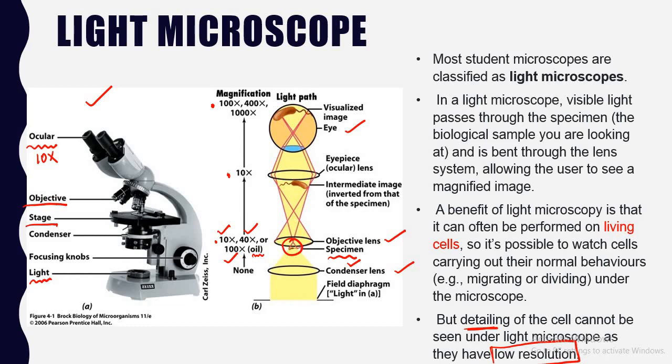In order to have a high resolving microscope, electron microscopes have been invented. So we'll discuss this point in detail, what is the resolution power of the light microscope and what is the resolving power of the electron microscopes, and why electron microscopes are generally used to observe the detail of the cell.